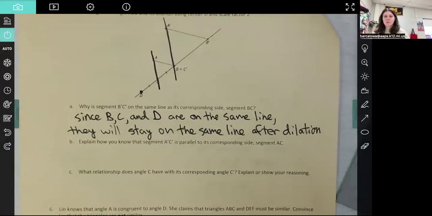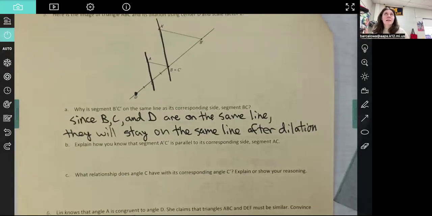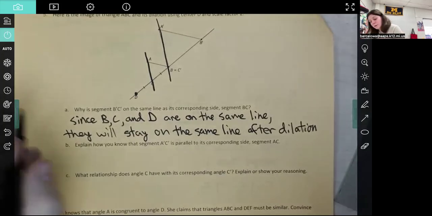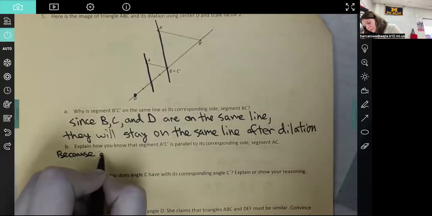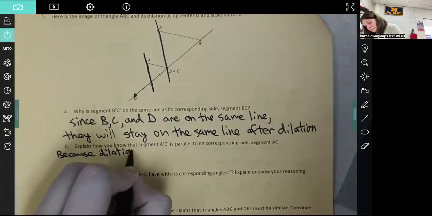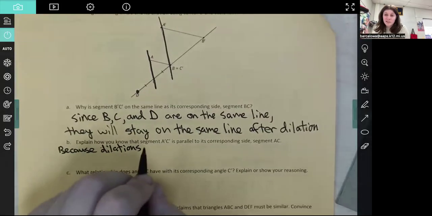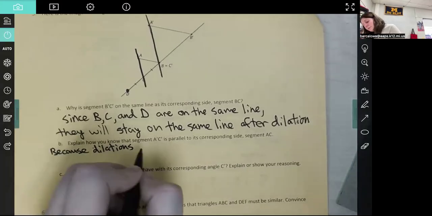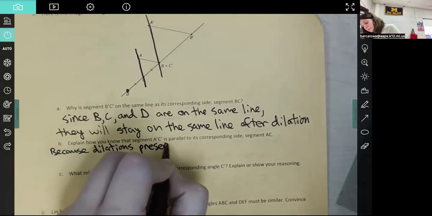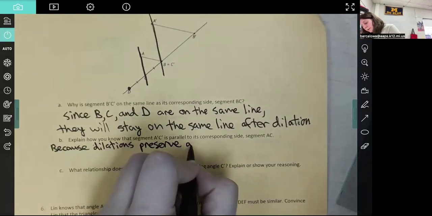All right, well, what do I know about dilations? I know my side lengths change, but something stays the same. Oh, my angles. Angles stay the same when you dilate an image, dilate a shape. So let's start with that, because dilations, sometimes we say preserve, which means keep the same, like we're preserving the environment, trying to keep it. Because dilations preserve angle measures.